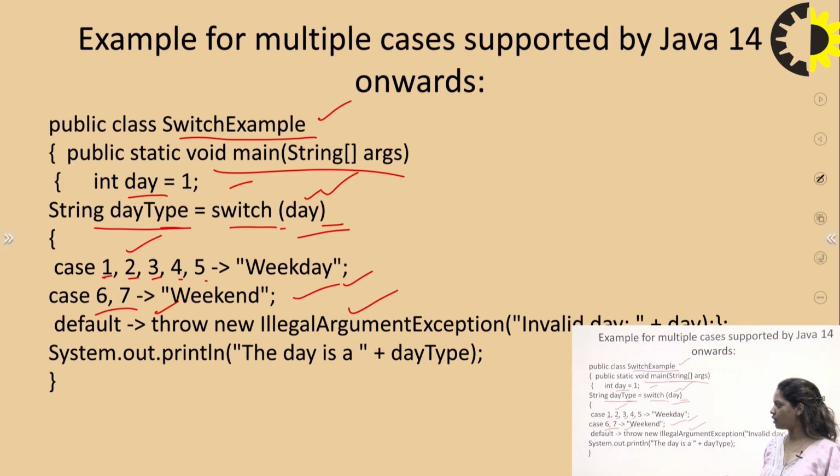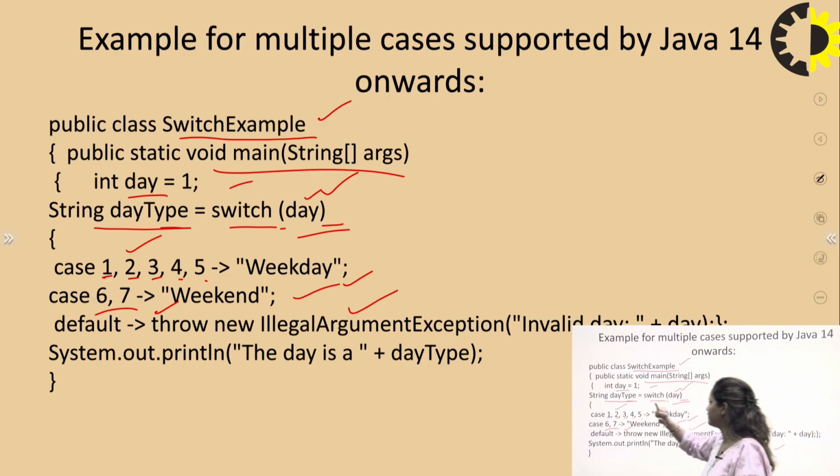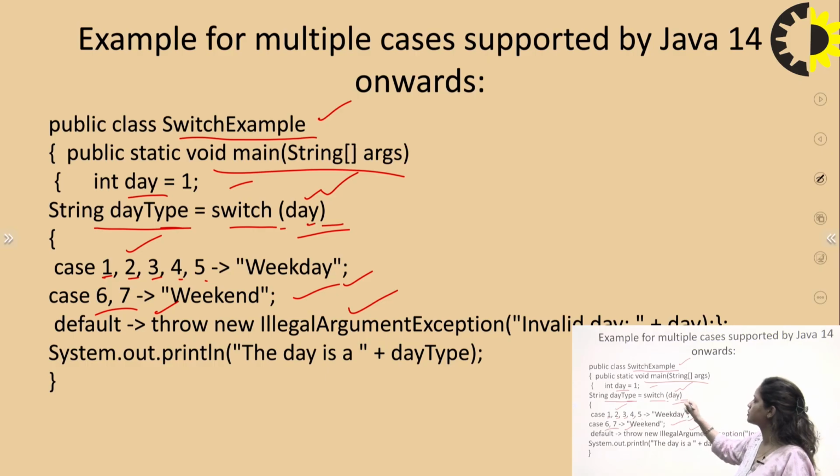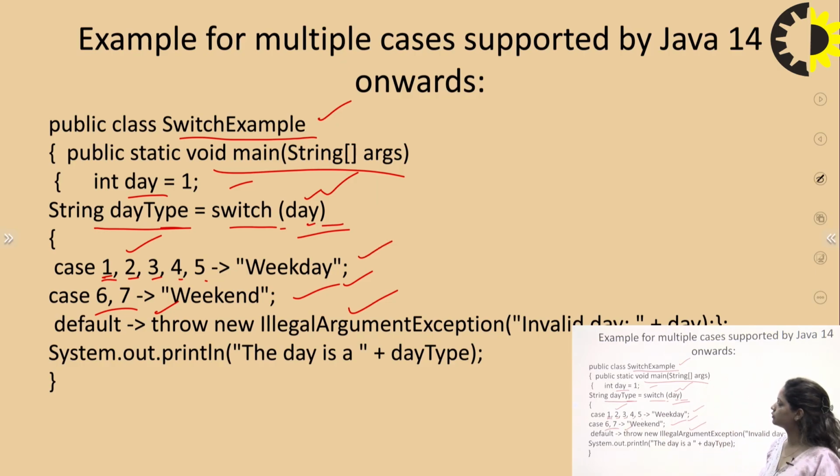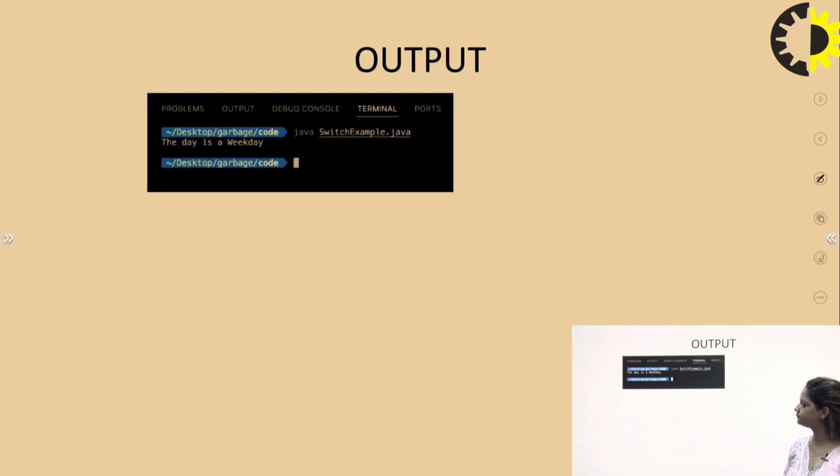So what will be the output in this case? As we see here, the value of day is 1. This value is passed to this switch, and then it will be matched with case 1, and the value weekday will be returned to the switch expression. The output will be: the day is a weekday. So that is the output of this switch expression.